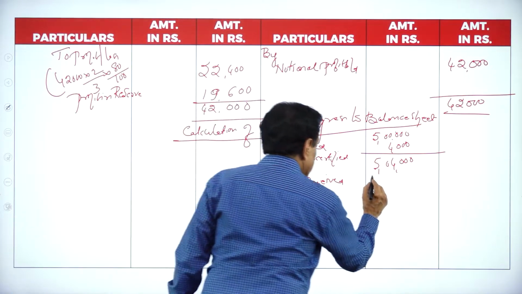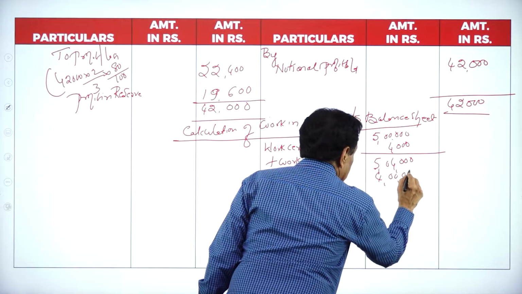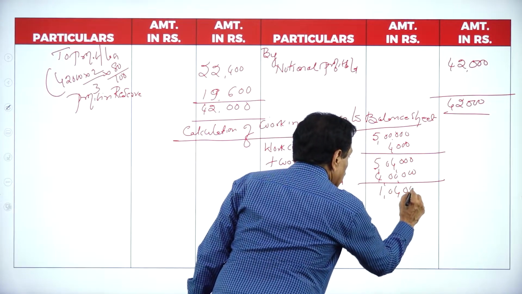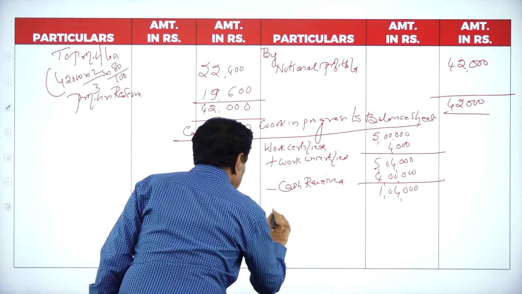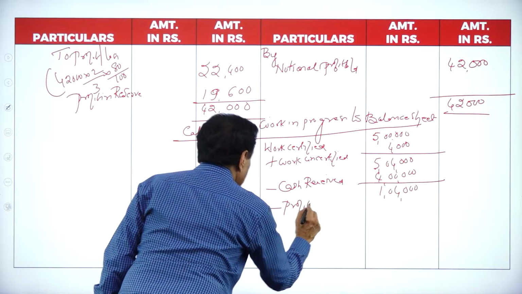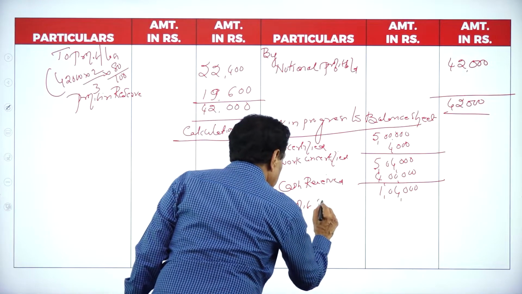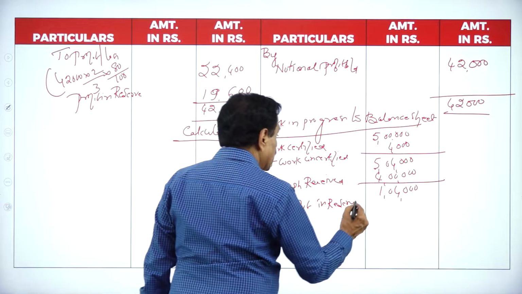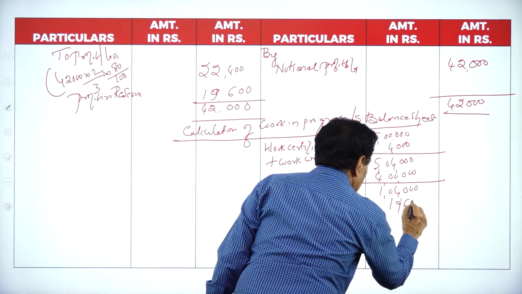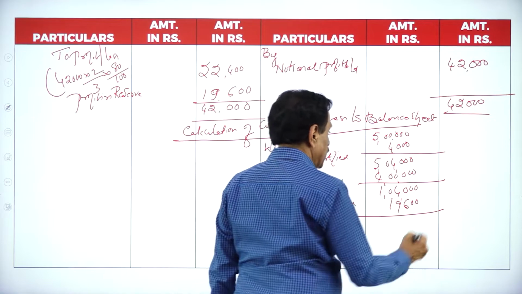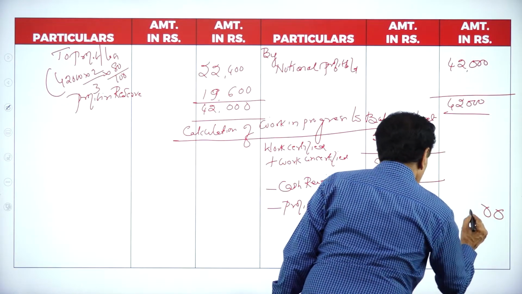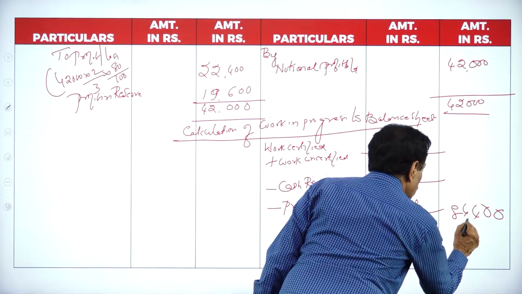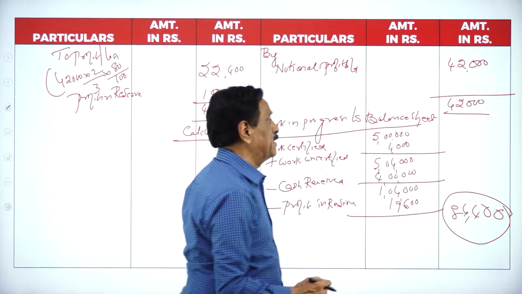4 lakh. It becomes 1 lakh 4,000 minus profit in reserve. How much profit in reserve? 19,600. Deduct 0, 0, 4, 84,400 you have to show in the balance sheet.